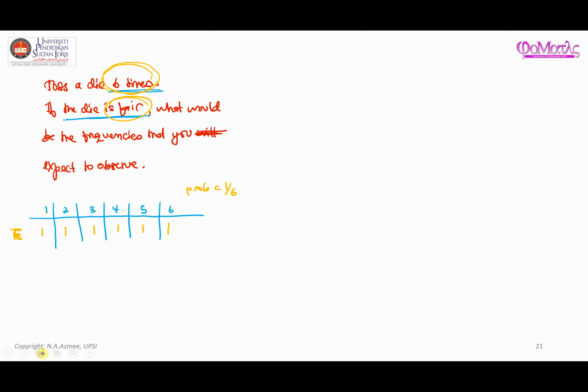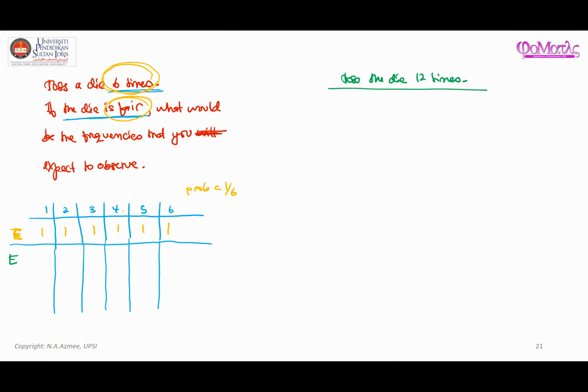And let's say if the die is fair and you toss the die 12 times. If you toss the die 12 times, then the expected frequency that you expect to observe will be 2, 2, 2, 2, 2, and 2. So the total is going to be equal to 12. Okay, and for this one here, the total is 6.